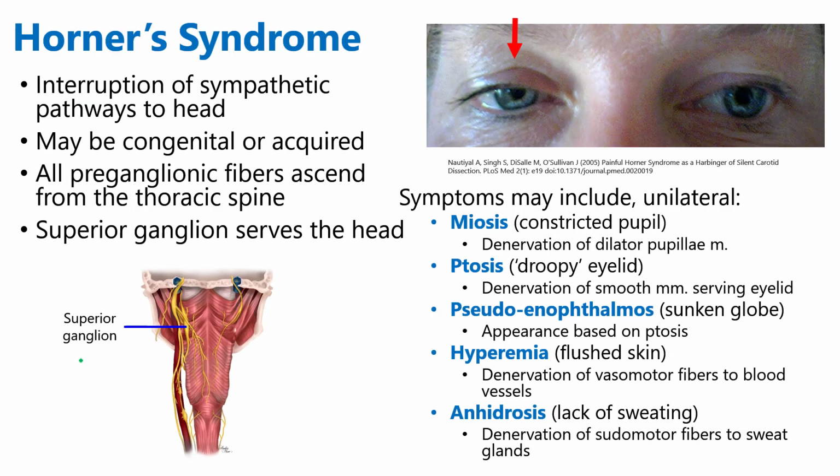So we've discussed Horner's syndrome generally and what symptoms of Horner's may present and why this is reflective of various targets of that superior cervical ganglion in the head. This is your summary slide.